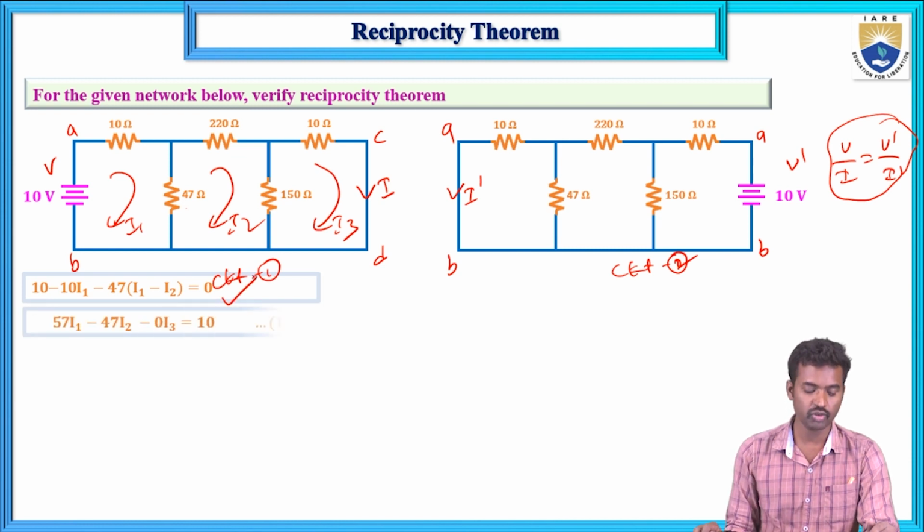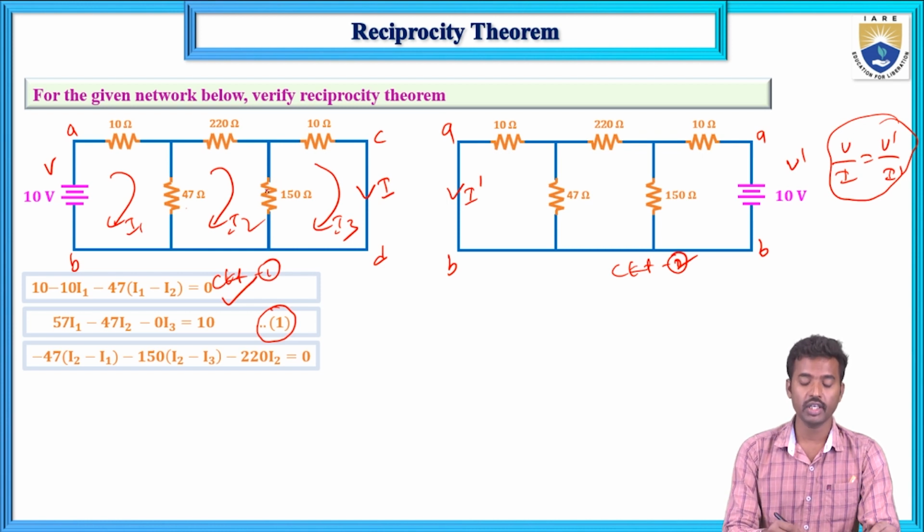If you simplify this, 10 plus 47 is 57 I1 minus 47 I2, and there is no I3 impact on this mesh, so 0 I3, that equals 10. That is equation number 1.